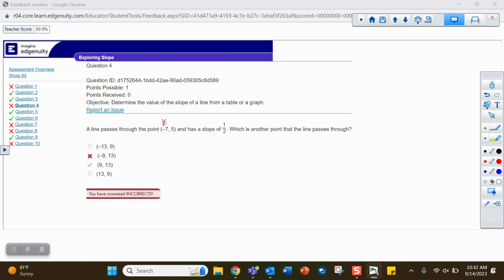So if this is my x1, y1, I'll use the point you picked as x2, y2. So that's 13 minus 5 on top and -9 minus -7 on the bottom. 13 minus 5 is 8. I add the opposite when I'm subtracting a negative. So -9 plus 7 is -2. 8 over -2 is -4, and that is not 1/2. So that one didn't work. Let's try the other one.